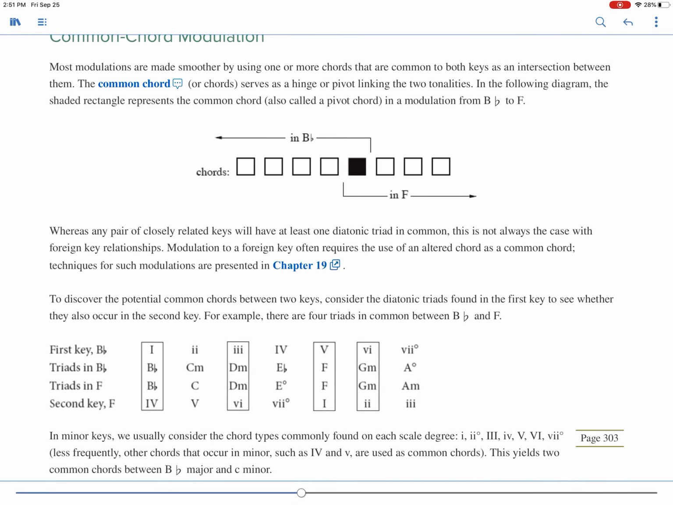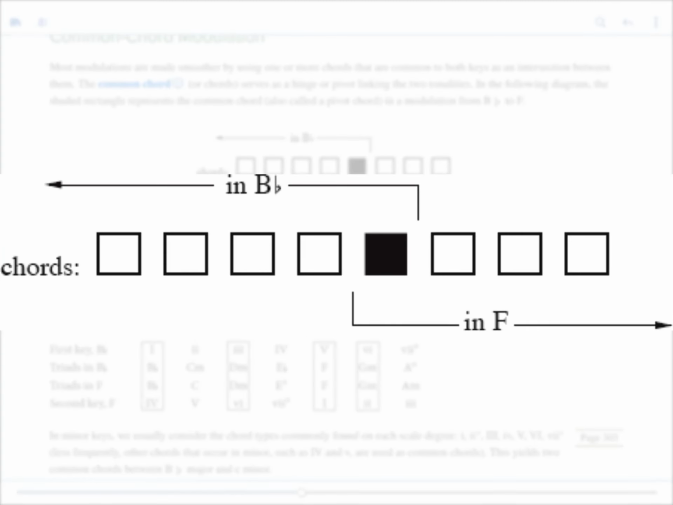This diagram is nice because we can be floating in, let's say, B flat major. Right, so I can make a transition there to F major. You heard at the end, I transitioned there.